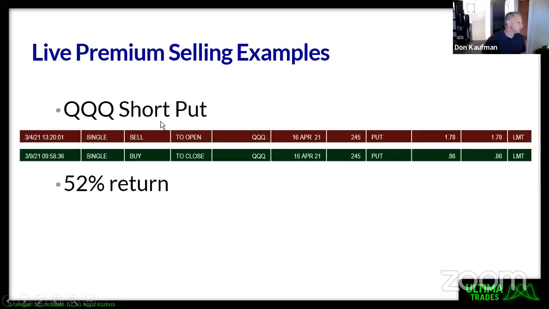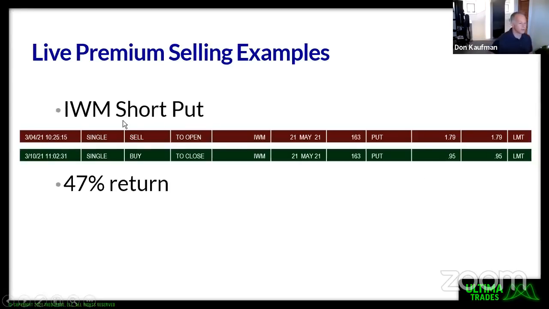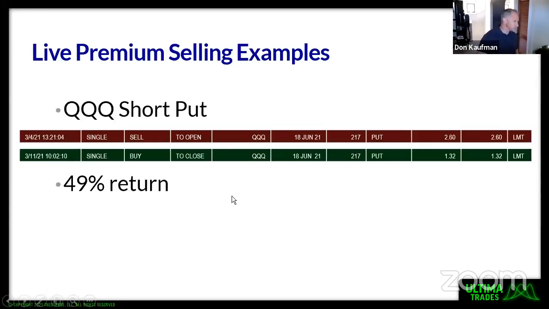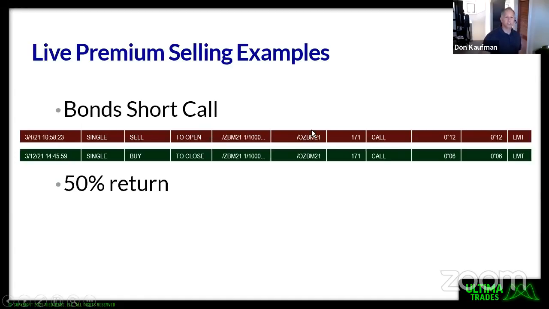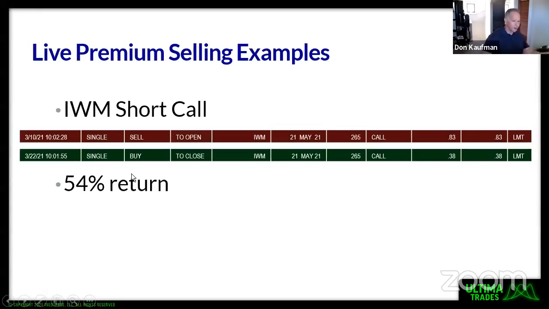Okay, so for March, the QQQ short put, 52% returned, opened for $1.78, closed for 86 cents. IWM short put, okay, closed on March 10th, 49% return. Another IWM short put, closed 47% return. QQQ short put, closed 49% return. Another short put, 51% return. Bond short call. This bond short call was actually closed on the 12th. Here we're actually getting even more recent. This is yesterday. IWM short call closed for 54% return. Here was also yesterday an IWM short call closed for 51% return.